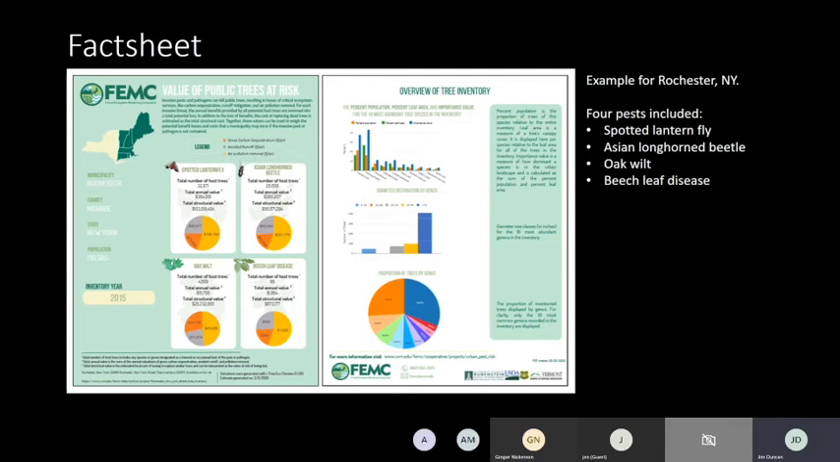But when someone's clicking through the site, they can actually just download this fact sheet for up to 4 pests. We tailored the pests to the municipality based on what we thought would be the species of most interest. So for this one, which is shown for Rochester, New York, we chose spotted lanternfly, Asian longhorn beetle, beech leaf disease, and oak wilt because those are potentially more relevant in the near term than, say, EAB or hemlock woolly adelgid. So we customize it to 4, but we could switch it around to any other 4 if people wanted. But this fact sheet is something that's downloadable from the site and can be regenerated as new data comes in.